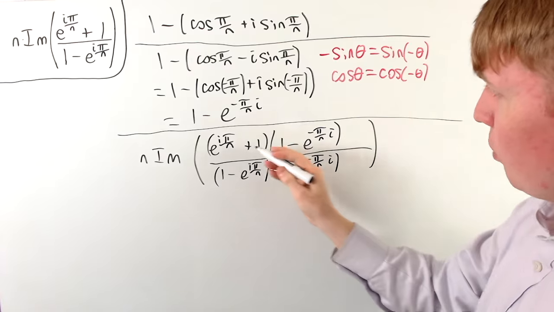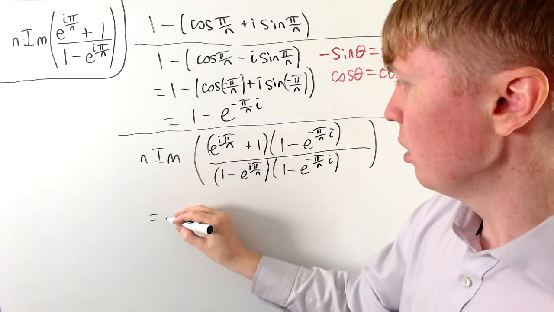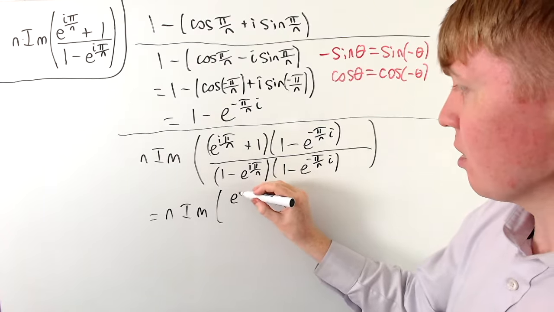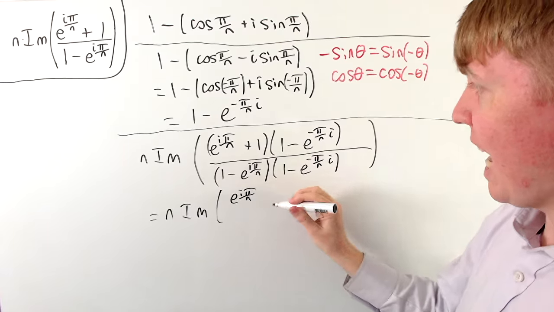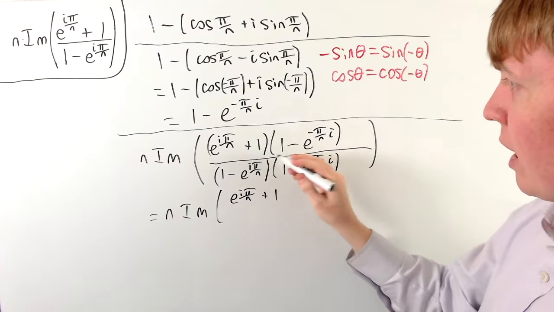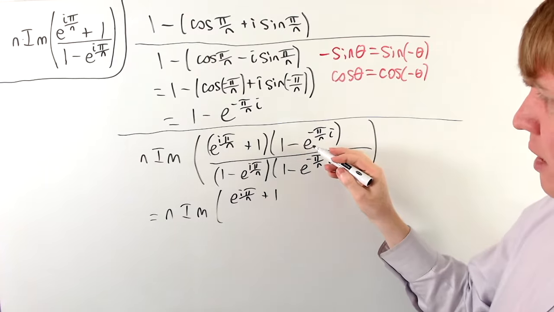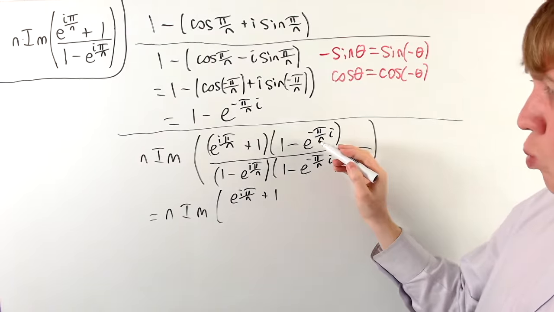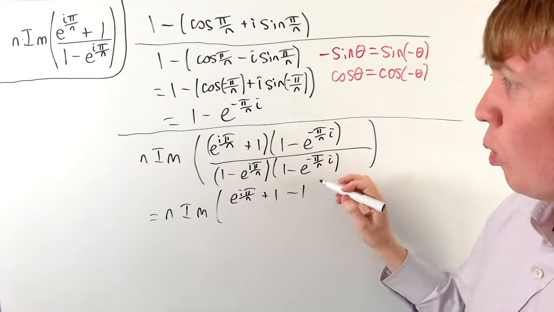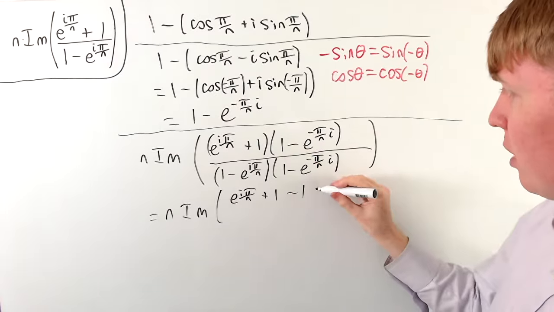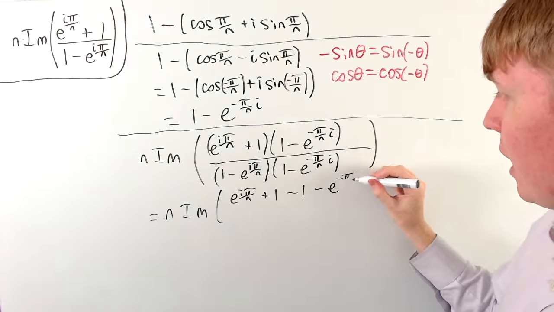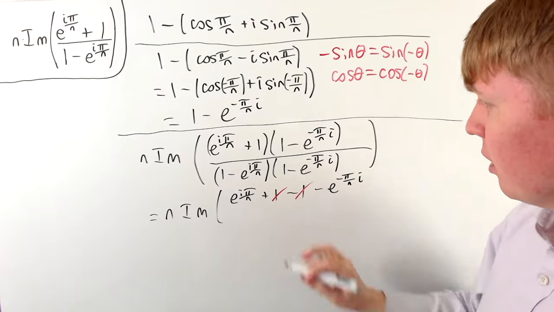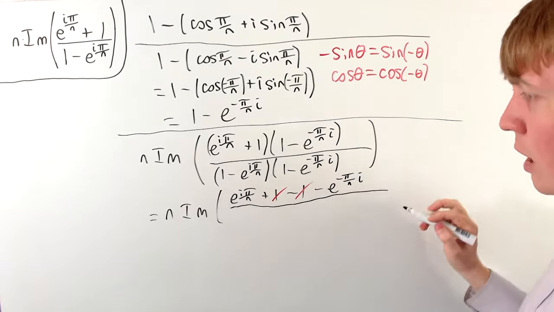So then if we expand the bracket in the numerator first of all, we'll get n times the imaginary part of, we get an e to the i theta, e to the i pi over n, we get a plus 1, we have e to the i pi over n times e to the negative pi over n i, just gives us 1, but this is negative, so we get a negative 1 here, and finally we have take away e to the minus pi over n times i. So our two 1's cancel here, giving us a slightly nicer numerator to deal with.